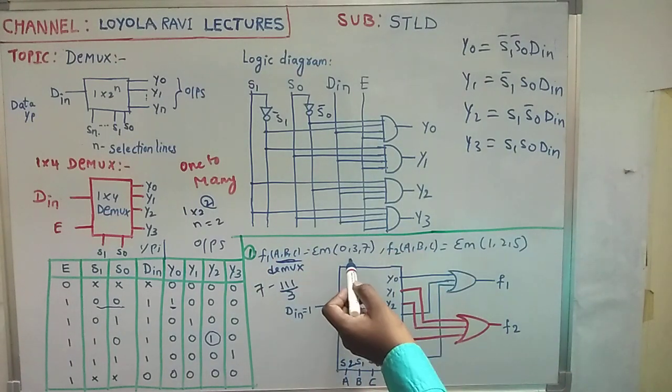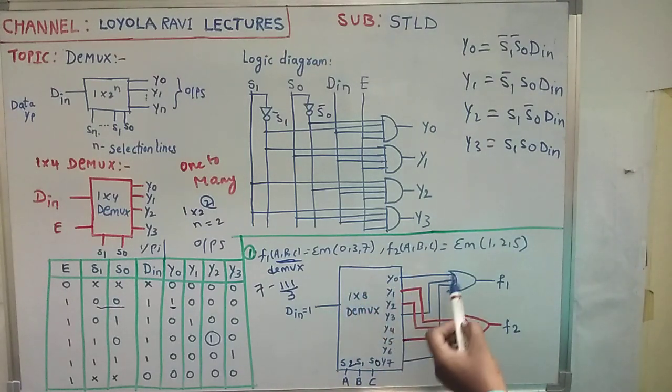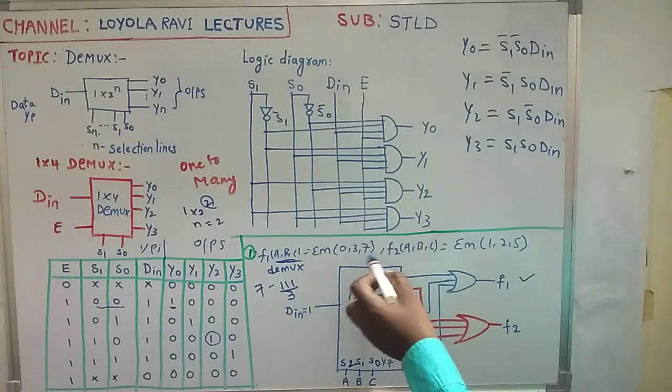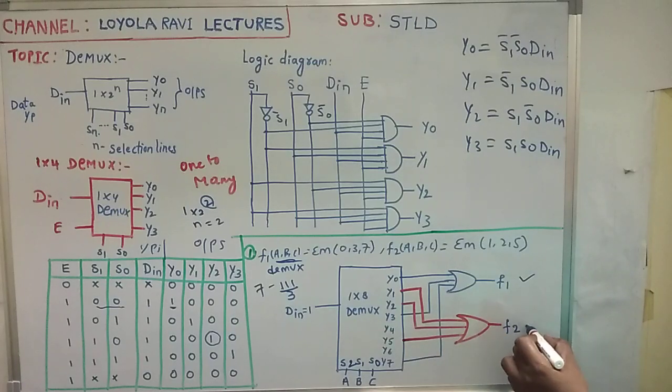Then for the first function, 0, 3, 7. For this 1 by 8 demultiplexer, one input, Y0 to Y7 are the outputs and ABC are the selection lines. Then 0, 3 and 7 are connected to an OR gate, that is F1. And the next function is 1, 2, 5. Using a red color line, 1 and 2 and 5, these 3 are connected to the OR gate, then the output is F2. Like this we implement F1 and F2 using a demultiplexer. It is exactly the same as a decoder.